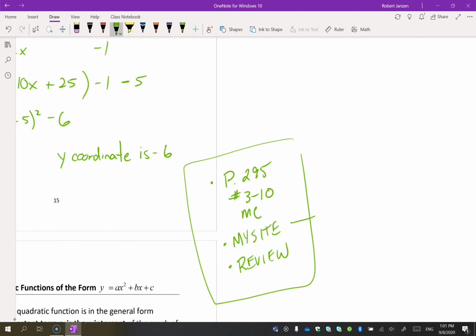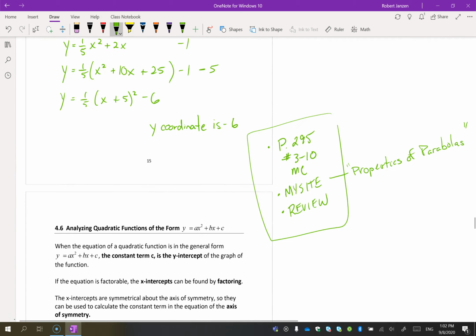I just went and checked. This is called Properties of Parabolas. Okay, there you go.